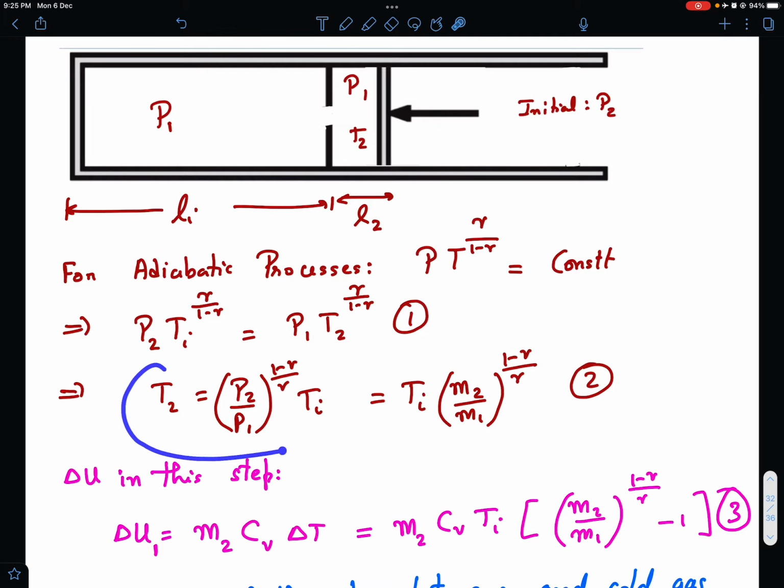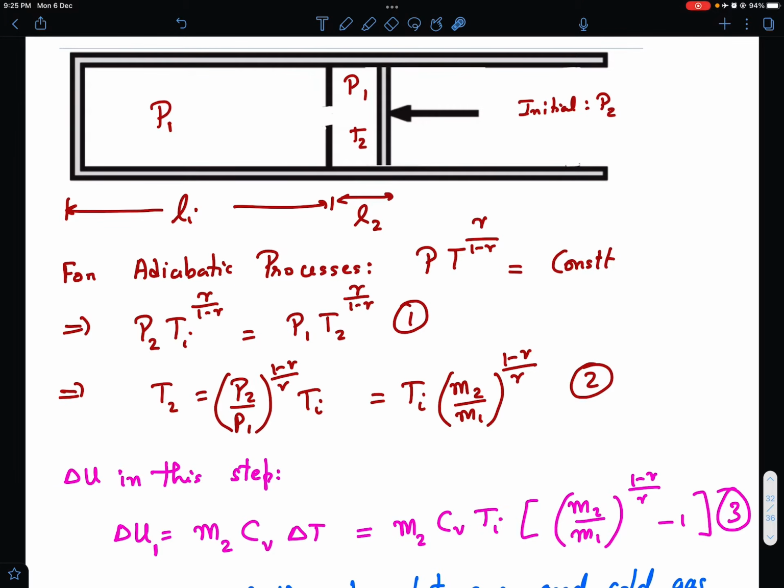And if you rearrange this equation, you get T2 is equal to P2 by P1 to the power 1 minus gamma upon gamma times Ti. And you know that P2 by P1 is same as M2 by M1. Why? Because initially both the chambers had same volume and same temperature. So pressure must have been proportional to the mass ratio itself. Okay. So I hope this is settled, why I have replaced P2 by P1 by M2 by M1.